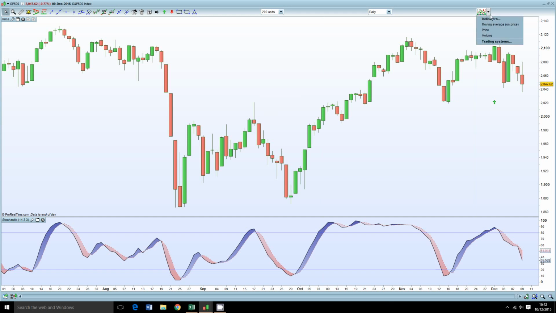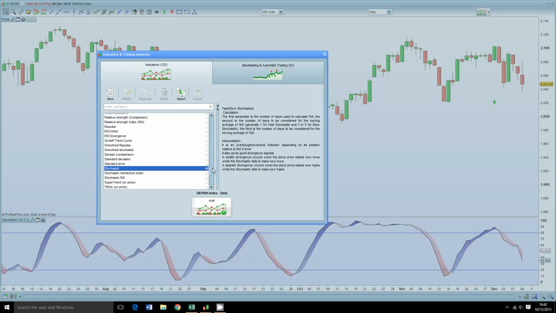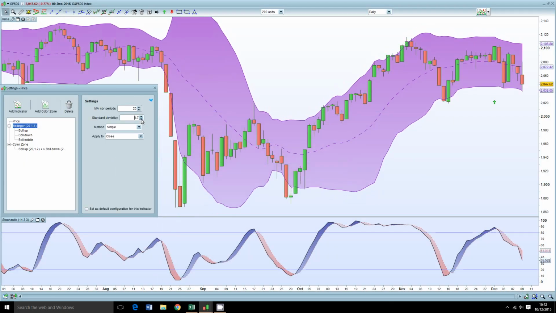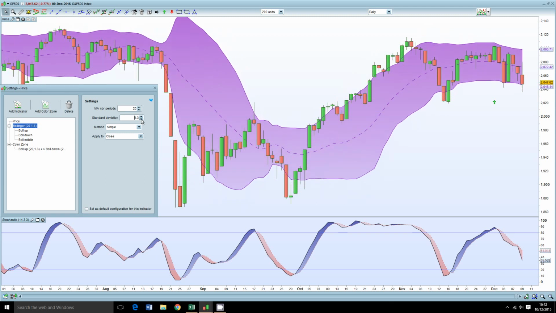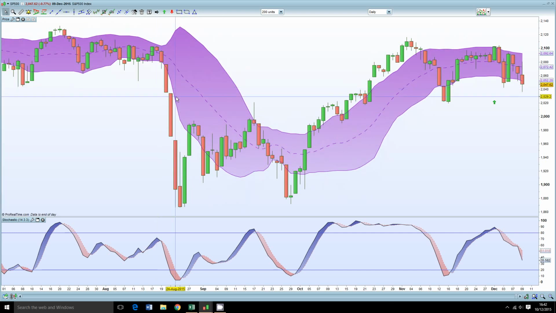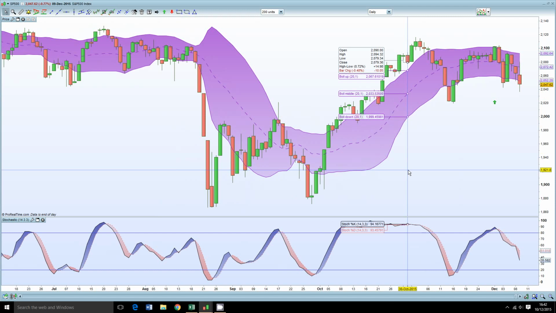Now the other indicator I'm going to use is another very popular indicator, which is Bollinger Bands. And I'm going to use it slightly differently. The only difference is I'm going to narrow the width of the bands to just one standard deviation. The reason for this is because I want to generate more trades so we have a decent sample.